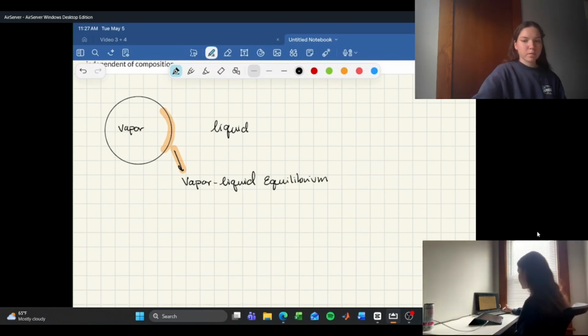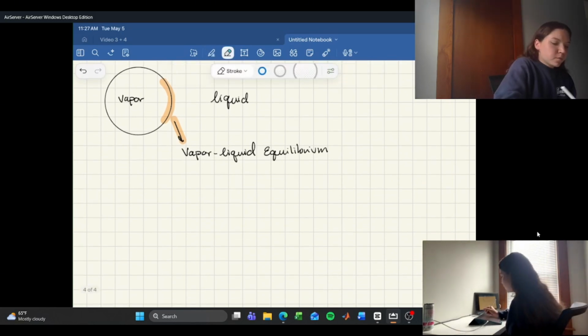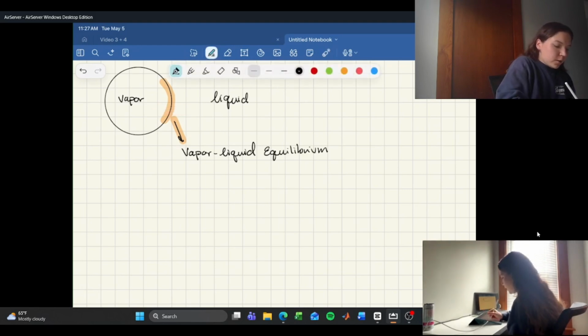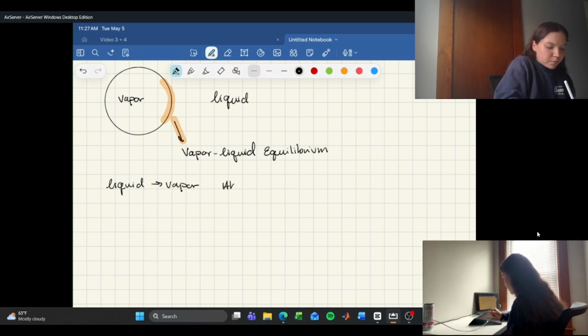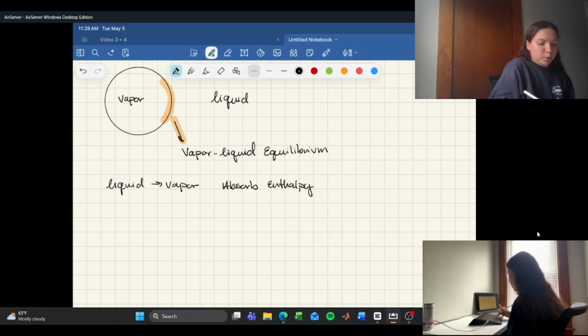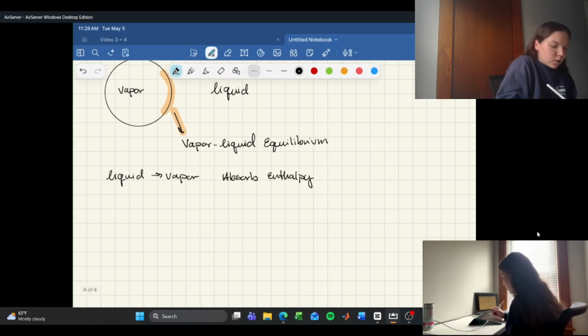Okay. So then at this interface, the liquid will evaporate, so it would be liquid to vapor. And this is going to absorb enthalpy. In the vapor phase, that's basically just absorbing energy. And then at the same time, we have vapor condensing to liquid, where it releases enthalpy.